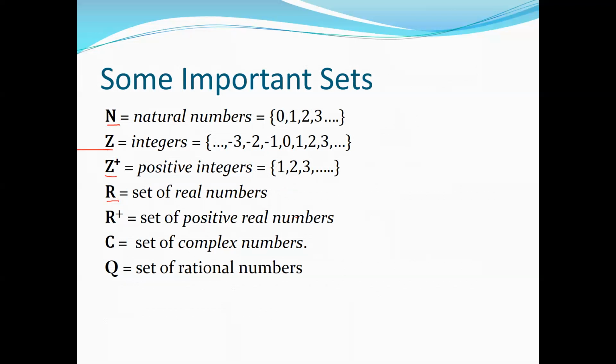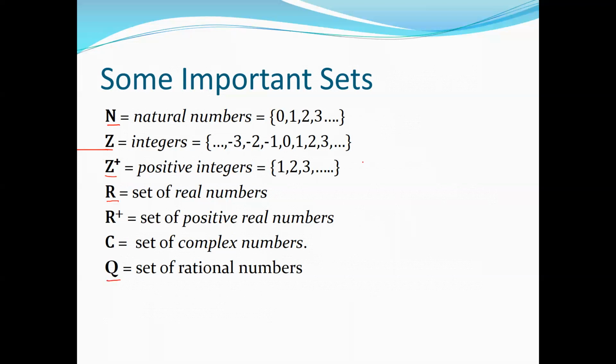R plus is the set of positive real numbers, right? So it's similar to Z plus. All the positive real numbers are represented using the symbol R plus. C is the set of all complex numbers, represented using capital C. Q is the set of all rational numbers, represented using the symbol Q, right?